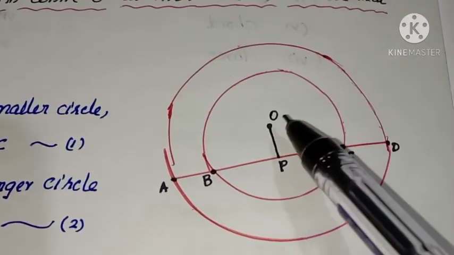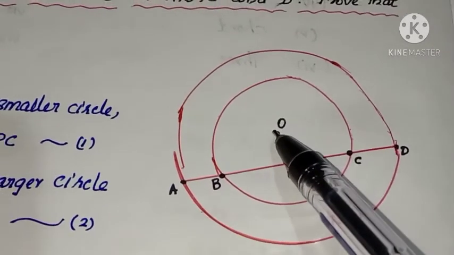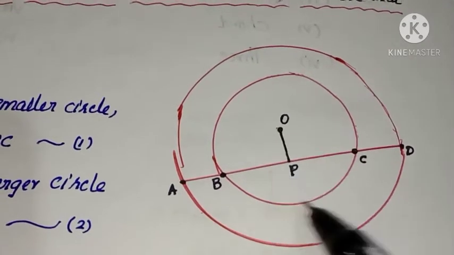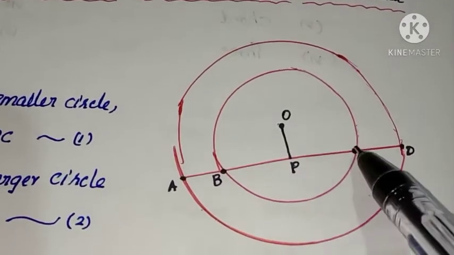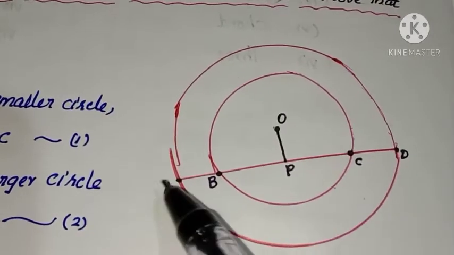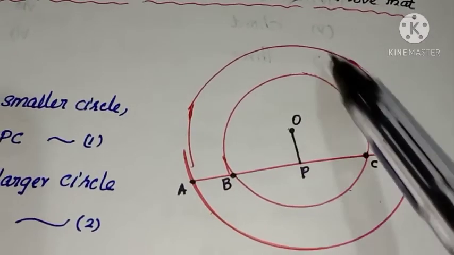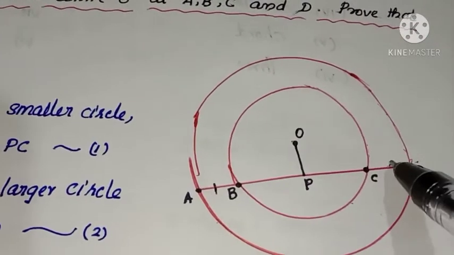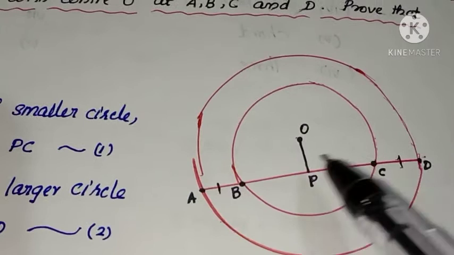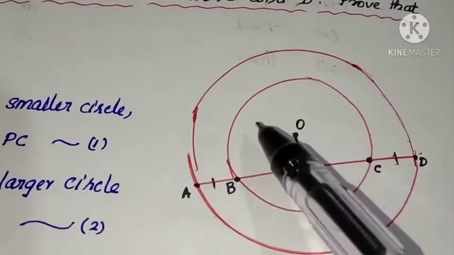Concentric circles. Concentric circles mean circles having the same center. O is the center of the smaller circle. O is the center of the larger circle. And BC is the chord of the smaller circle. AD is the chord of the larger circle. So in the question we need to prove AB and CD are equal. So consider the smaller circle.